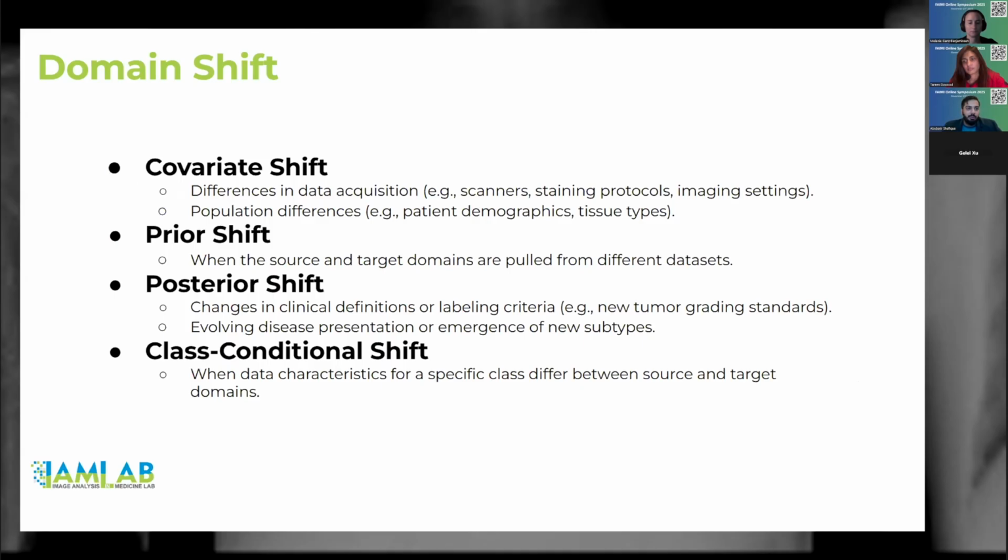There are mainly four types of domain shifts. First, the covariate shift, which is due to differences in data acquisition and patient demographics. Then there is the prior shift, when the source and target domains are pulled from different data sets. Then there is the posterior shift, which is changes in clinical definition or labeling criteria, such as when new grading standards are made, or there is evolving disease presentation or the emergence of a new subtype. And then there is the class conditional shift, when the data characteristics for a specific class differ between the source and the target domains.